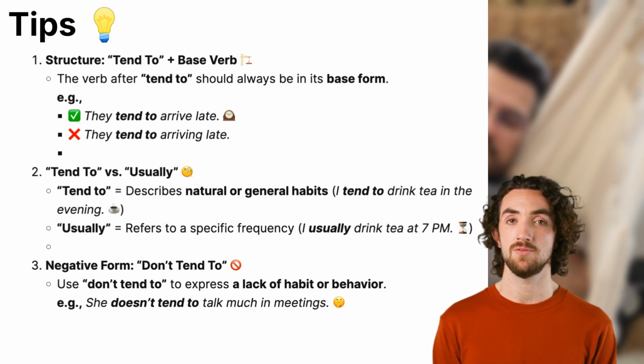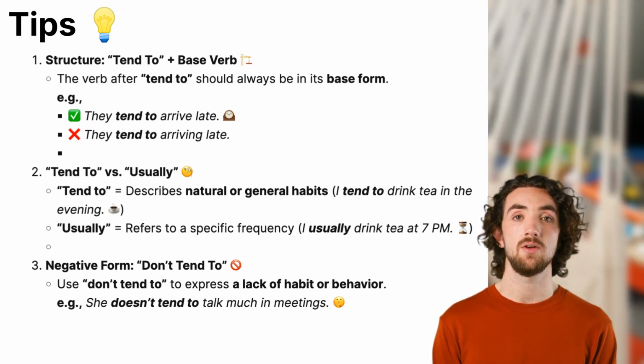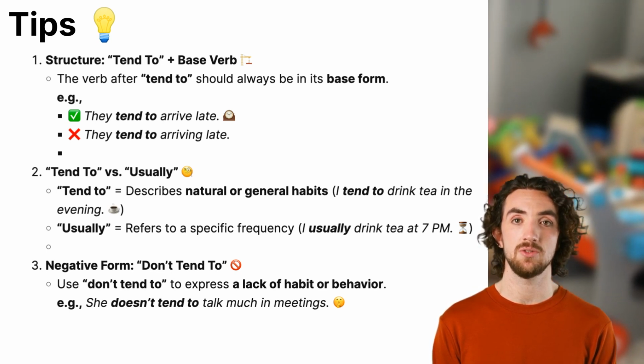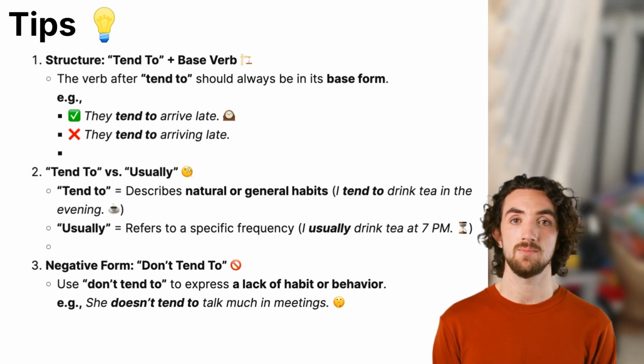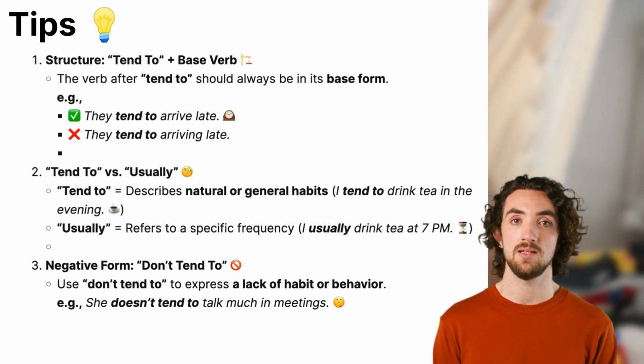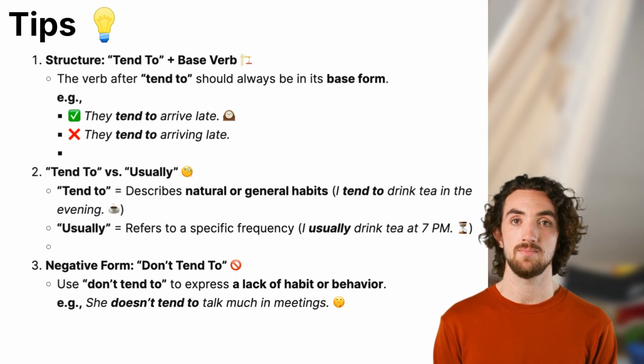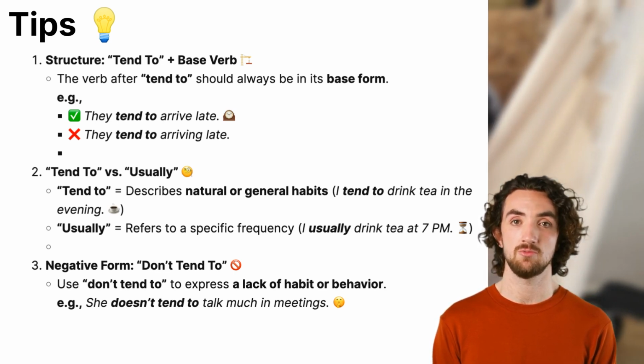2. Tend to versus usually. Many learners wonder about the difference between tend to and usually. Tend to describes a natural habit or general behavior. Example, I tend to drink tea in the evening. It's a habit, but not tied to a strict routine.